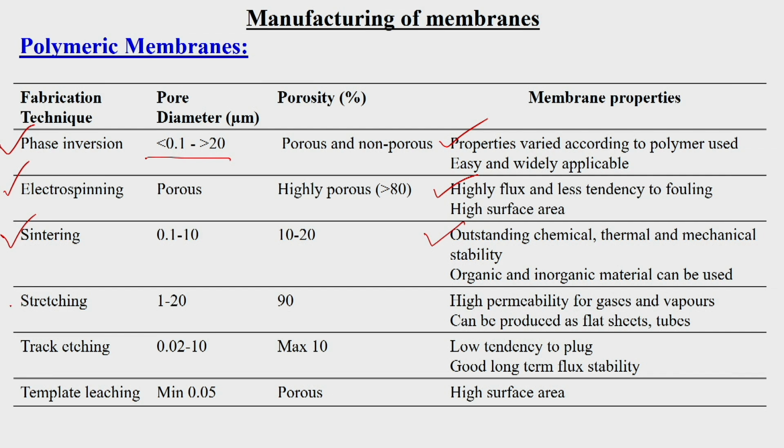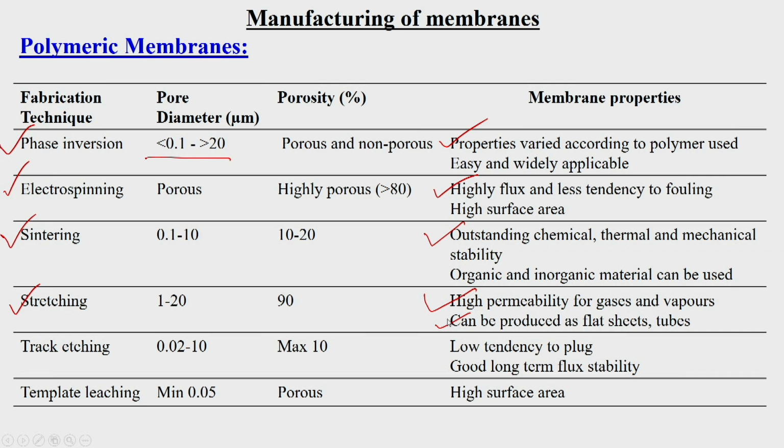Using stretching, we are able to make a pore diameter from 1 to 20 micron, and porosity is very high, up to 90%. It gives high permeability for gases and vapors and can be produced as flat sheets and tubes.